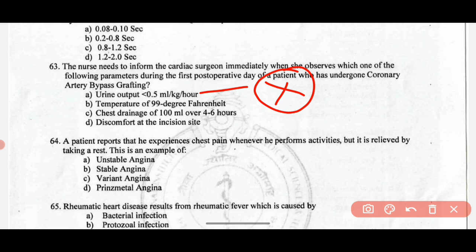Whereas a temperature of 99 degrees Fahrenheit on the first postoperative day is very normal. Chest drainage of 100 ml per hour over 4 to 6 hours is a long duration, and in that, 100 ml per hour is a normal one. Discomfort at the incision site is also normal. Whereas urine output less than 0.5 ml per kg per hour is an abnormal one. So here the right answer is option A.